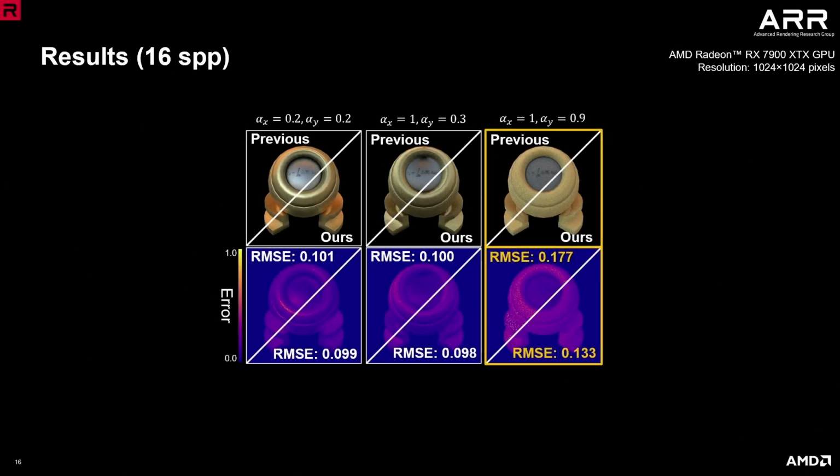This slide compares our method with the previous method in various roughness settings. Images in the top row show the rendering result. The bottom row shows the RMSE number of the rendering result. In the rightmost image, the difference of RMSE between our method and the previous method is larger in high roughness settings. That shows our method performs well in the high roughness settings. This is because the difference between our bound and the previous bound is larger in such a high roughness case.